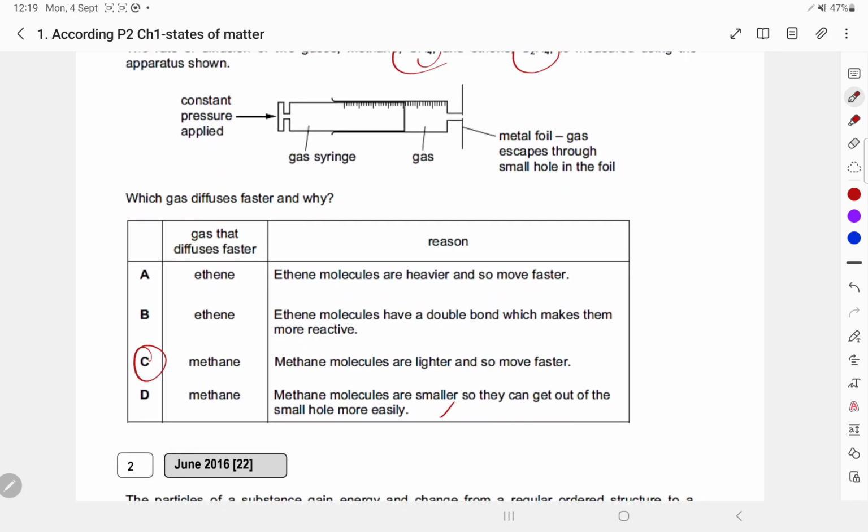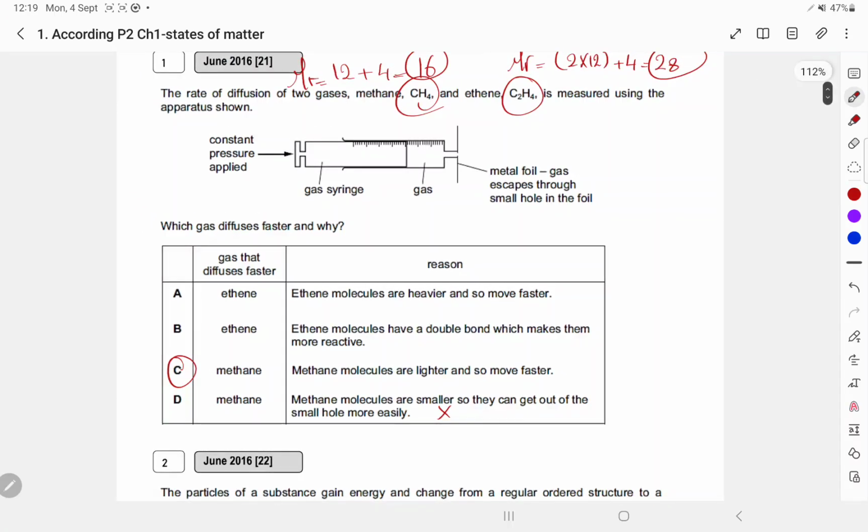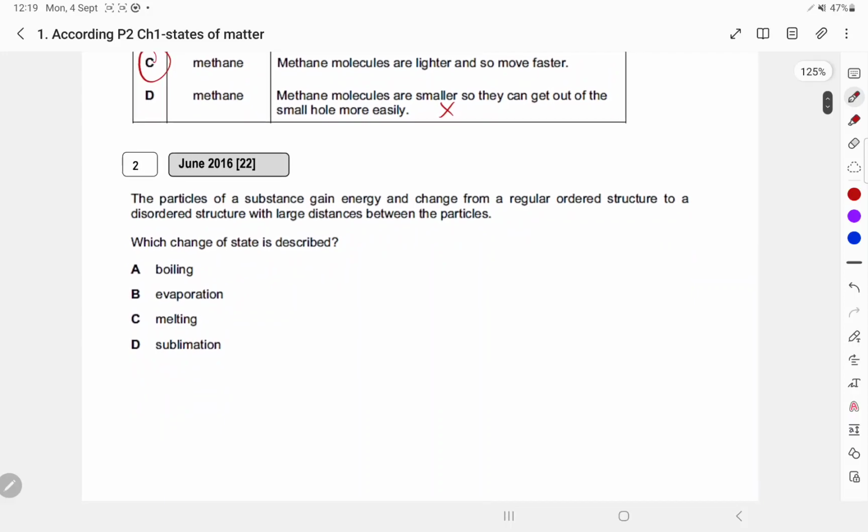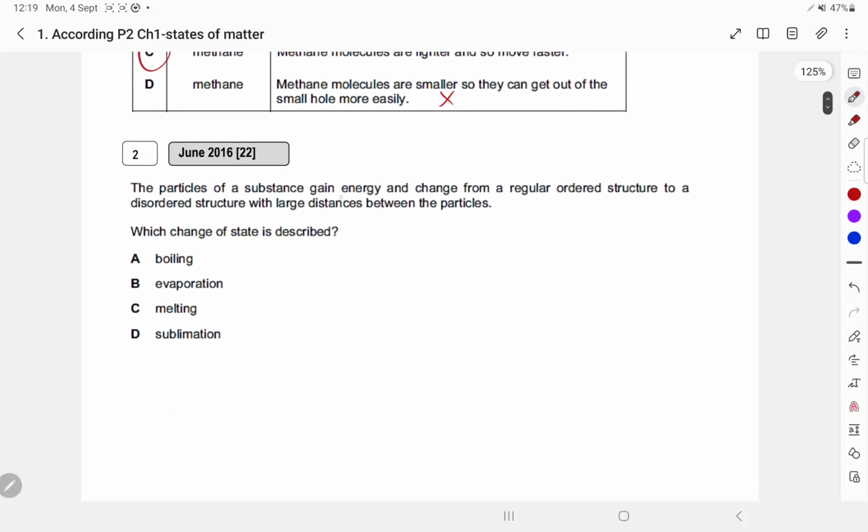Actually, the size of the particles doesn't affect the speed of it. The following question: the particles of a substance gain energy and change from a regular ordered structure, which means from the solid state, to a disordered structure with large distances between the particles, which is the gas state. So from solid to gas directly, this is called sublimation.